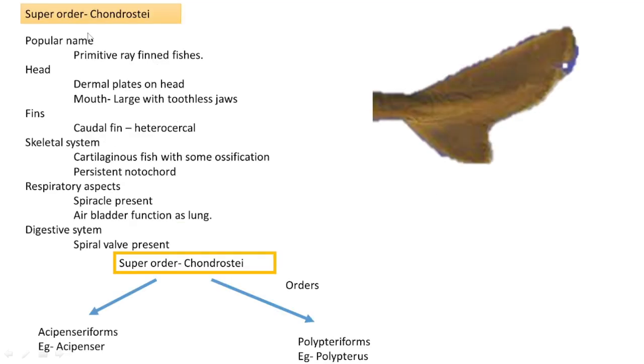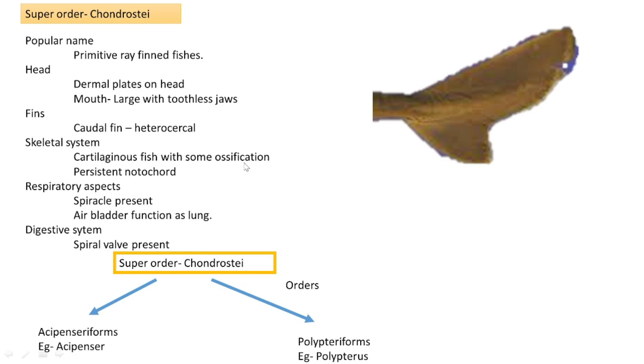Okay. Superorder Chondrostei. Popular name, they are called primitive ray-finned fishes. Ray-finned means fins are with rays. Head is covered with dermal plates, meaning hard scales on the head. Mouth is large, and the jaws are present without teeth. Fins, caudal fin is heterocercal. Heterocercal. In this picture, you can see that the two halves are of unequal length. Skeletal system is cartilaginous with some ossification.